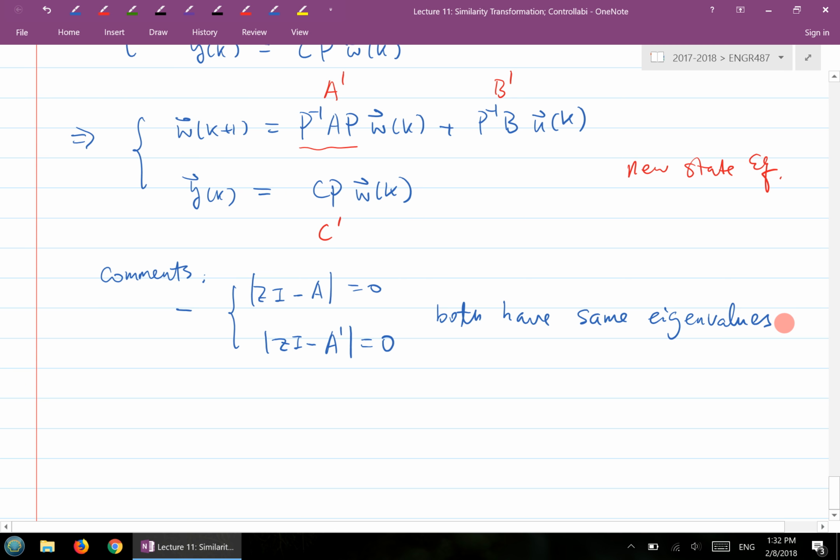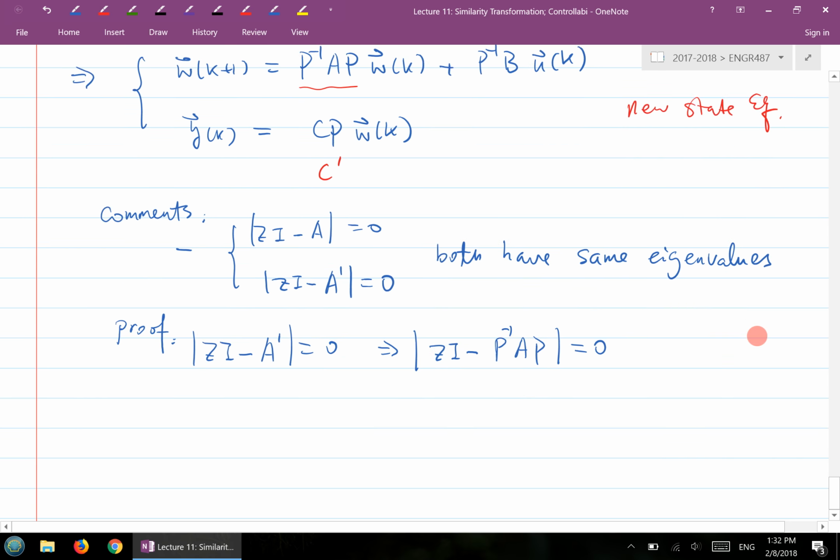And you can actually prove this quite easily. A very simple proof here, just to give it to you. Let's start from zI minus A prime, and we know that A prime is P inverse AP.